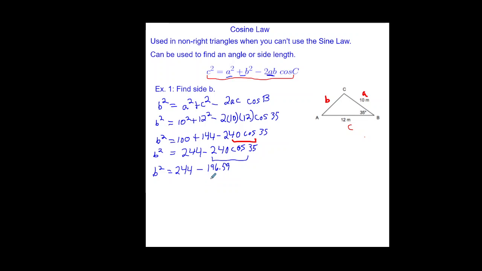And now we can go ahead and do the subtraction. 244 minus 196.59 will give us 47.4. And that's b squared. Again, we don't want b squared, we want b, so we'll take the square root of both sides. The square root of 47.4 works out to about 6.9. So that length there, b, is approximately 6.9 meters.